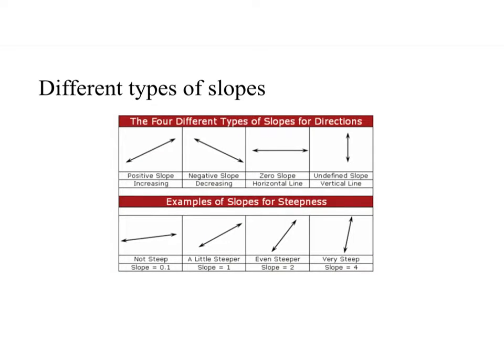Some different kinds of slopes to think about. A positive slope is increasing, negative is decreasing. Zero slope, remember for our slope dude, how he said that this is zero fun. That's the same thing. And then we have this undefined slope. Undefined slope, remember, is just straight up and down.